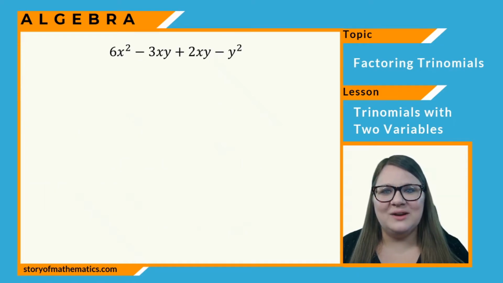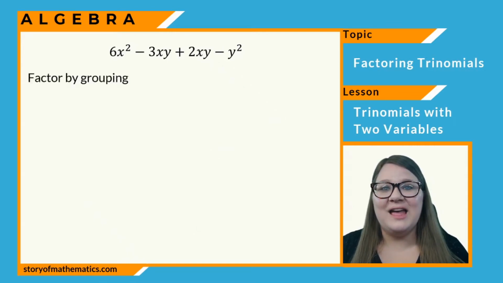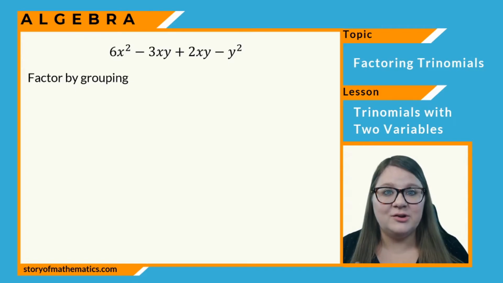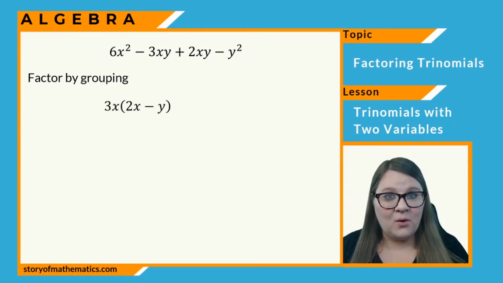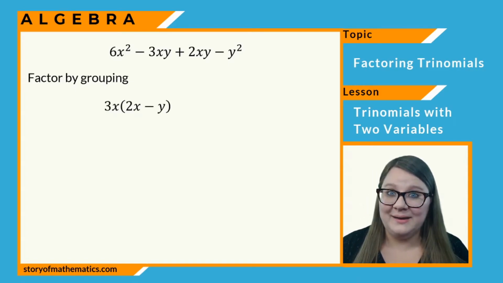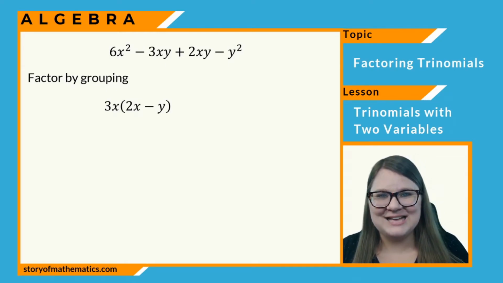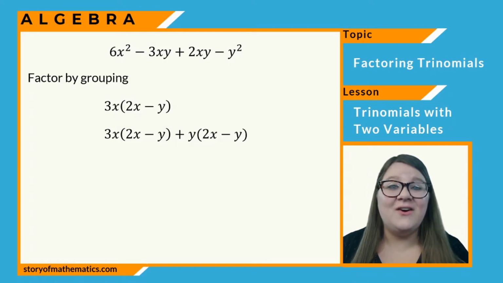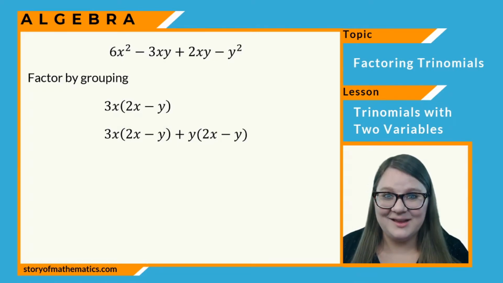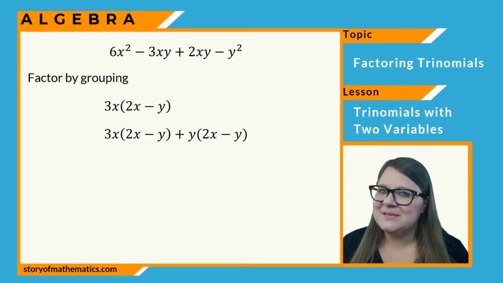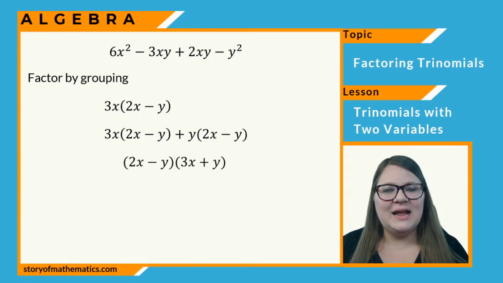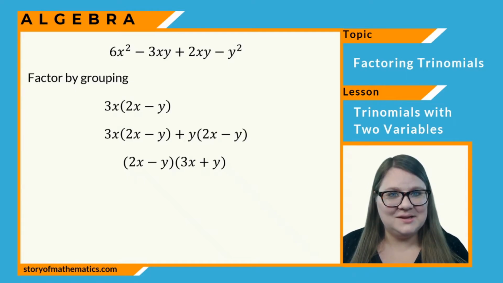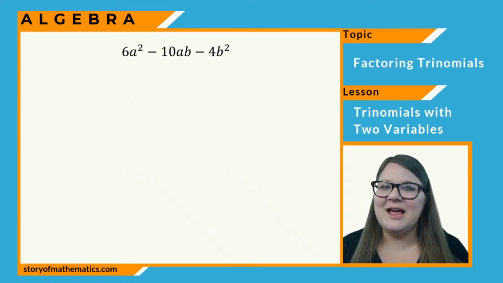So now I'm going to continue onwards, and I'm going to factor by grouping. Looking at my first two terms, my greatest common factor is 3x. When I pull that out, I'm going to have 2x minus y. Then, looking at my last two terms, my greatest common factor is y. And when I pull that out, I also have 2x minus y. So now I can pull 2x minus y out of both terms, and I get 2x minus y times 3x plus y, completely factored. Let's try another one.